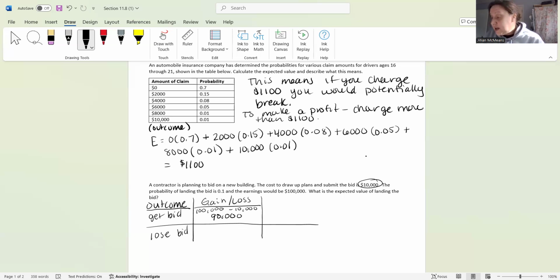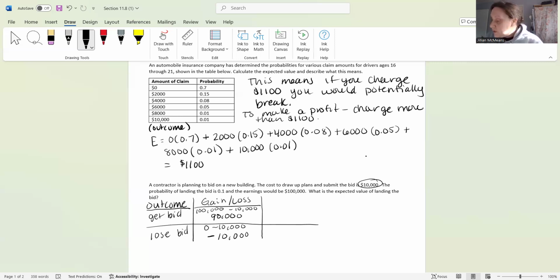Now, there's also that chance that you don't get the bid. Okay, if you don't get the bid, your gain is $0. But remember, you paid $10,000 to draw up plans and submit the bid. So in this case, your loss would be the $10,000 that you paid.